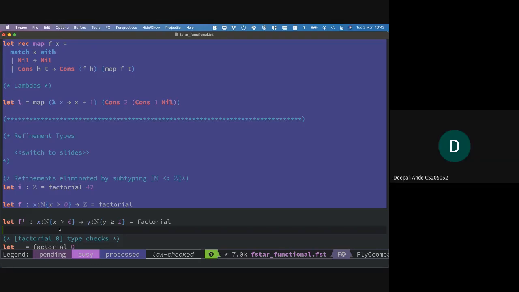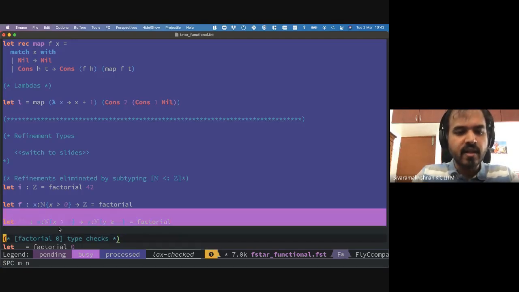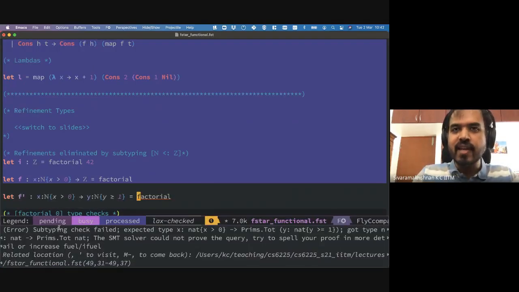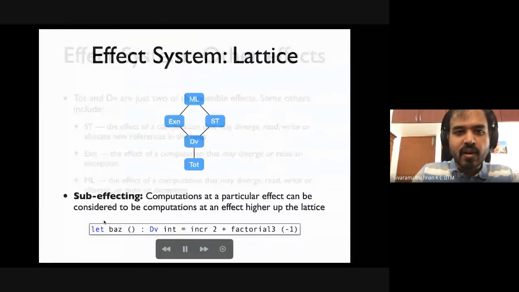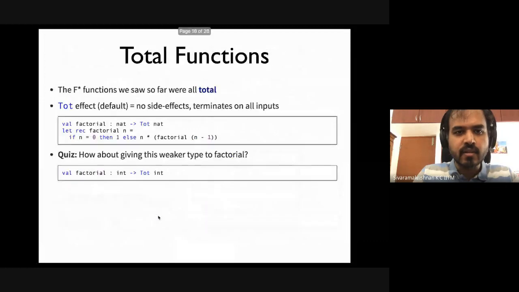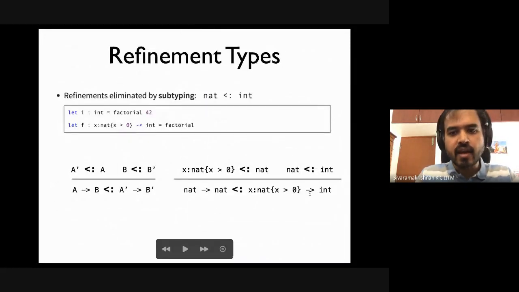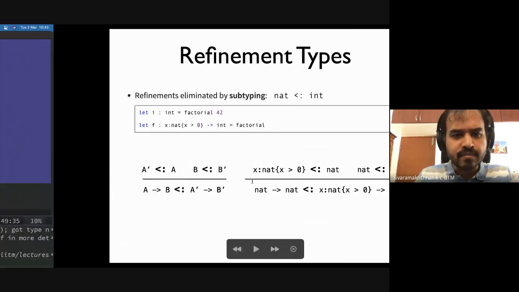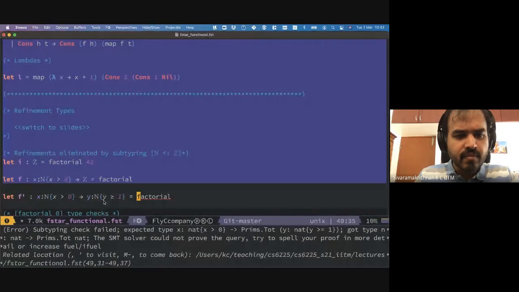Can you move back to that? Okay. So let's do this. The subtyping is failing, right? So the subtyping fails, as it should. I've gone much further than where I should be. Okay. But here we would have NAT is a subtype of y greater than or equal to 1. That is what we'll have.